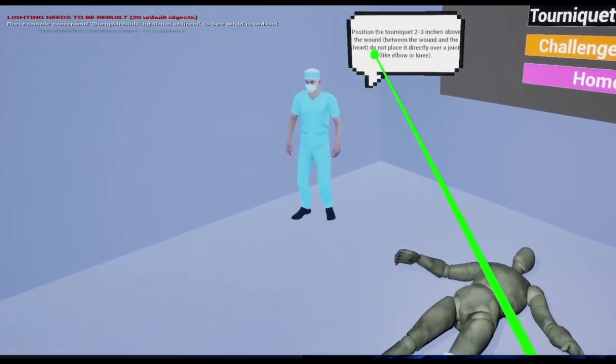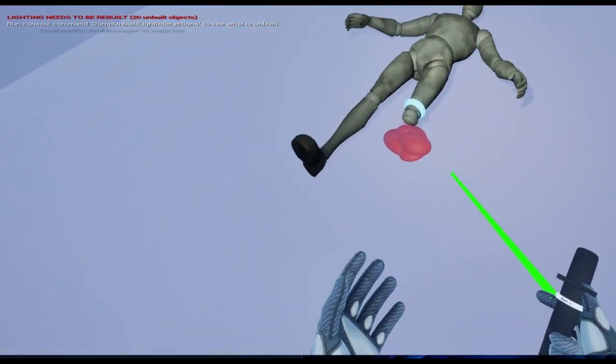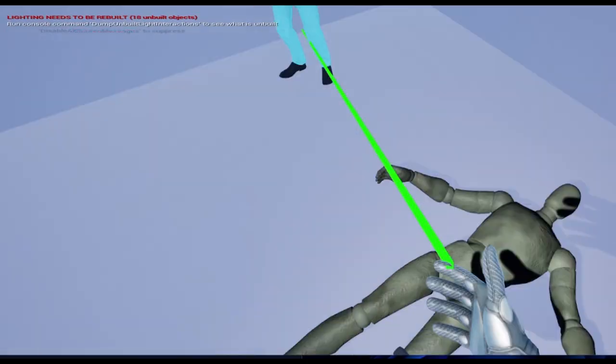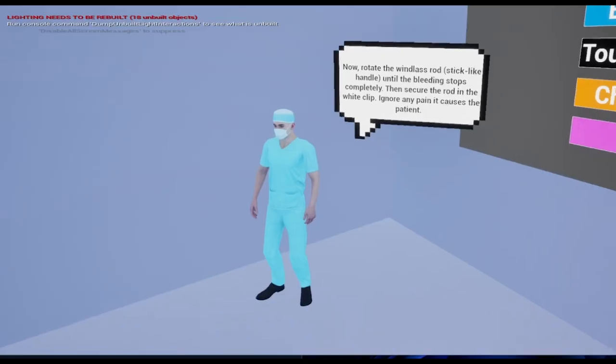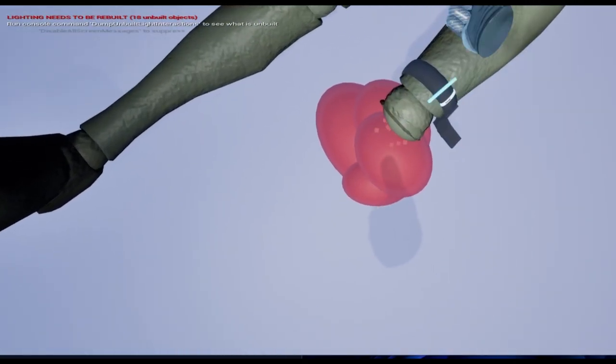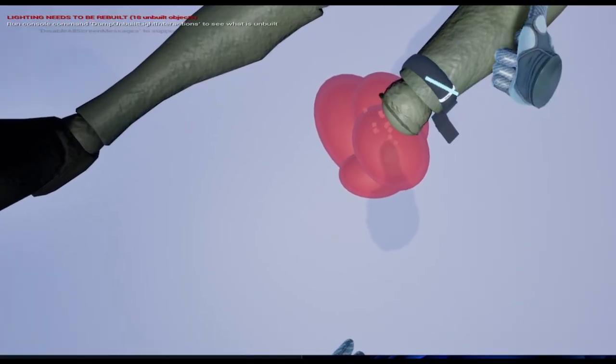Position the tourniquet 2 to 3 inches above the wound, between the wound and the heart. Do not place it over a joint. Great. Now pull the free end of the strap as tight as possible. Now rotate the windlass rod, the stick-like handle, until the bleeding stops completely. Then secure the rod in the white clip.